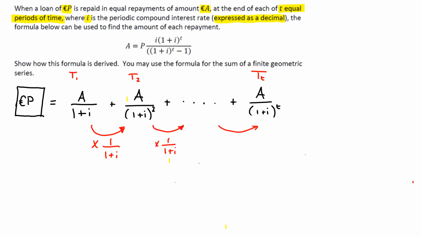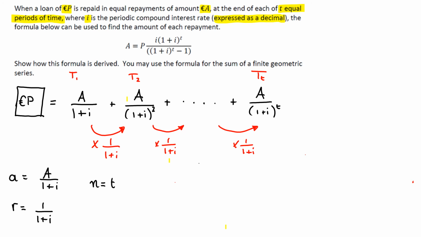And we need to know two things for the geometric sequence. Well, we need to know three things really. So our first one is a, the first term, which is a over 1 plus i. The next thing is r, the common ratio, which is 1 over 1 plus i. And the third thing that's really important that you know is n, which is equal to t.